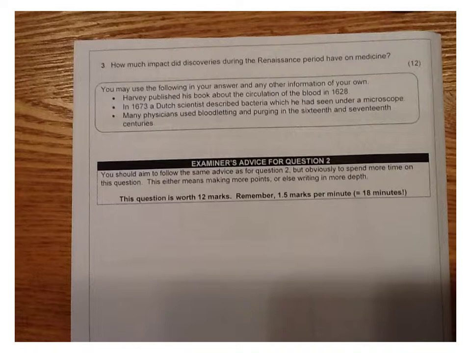The third question, again very typical, is a certainly however type question. How much impact? You know it's a certainly however one because it says how much, or it could say how far, or to what extent, or how far do you agree, or something like that. That sort of approach has a certainly and a however. Certainly it had an impact. However, it didn't, obviously, on medicine is what you're looking for here.